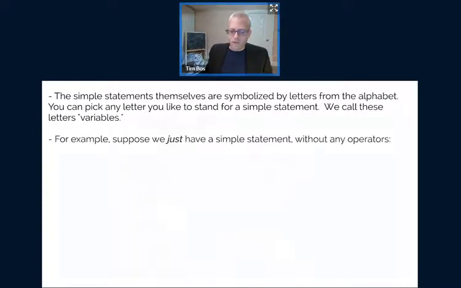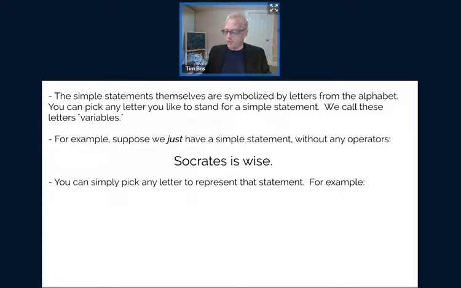Okay, so we use variables, right, just like you do in algebra. So if you have just a simple statement without any of those operators, without and, without or, without if then, without any of those four operators, like this simple statement, Socrates is wise, if you wanted to put that into symbolic logic and propositional logic form, you can just pick any letter that you want. Right? You can pick W. You don't have to. I just picked it because that's the first letter in wise. Right? Sometimes it's nice to remind yourself of what the sentence originally was.